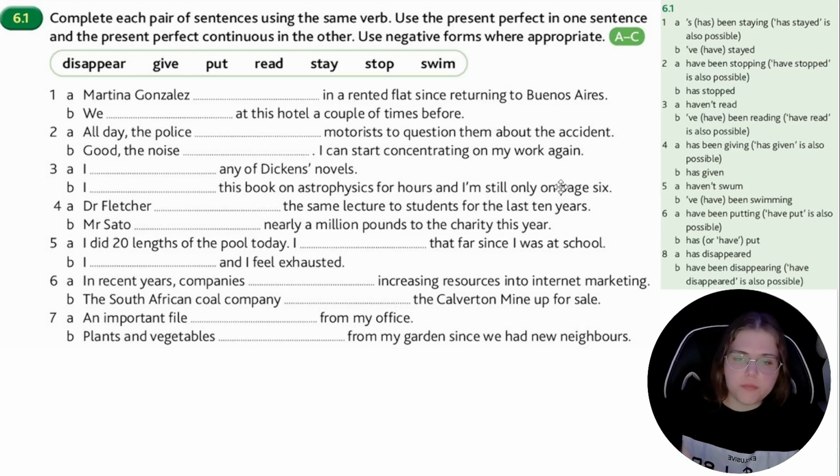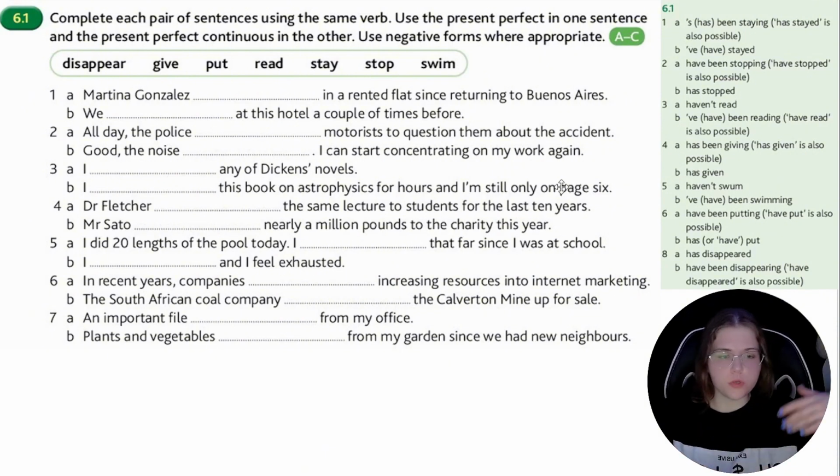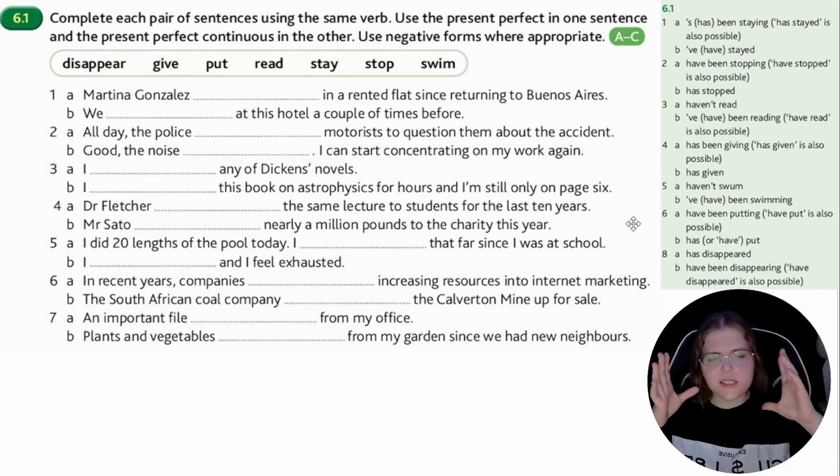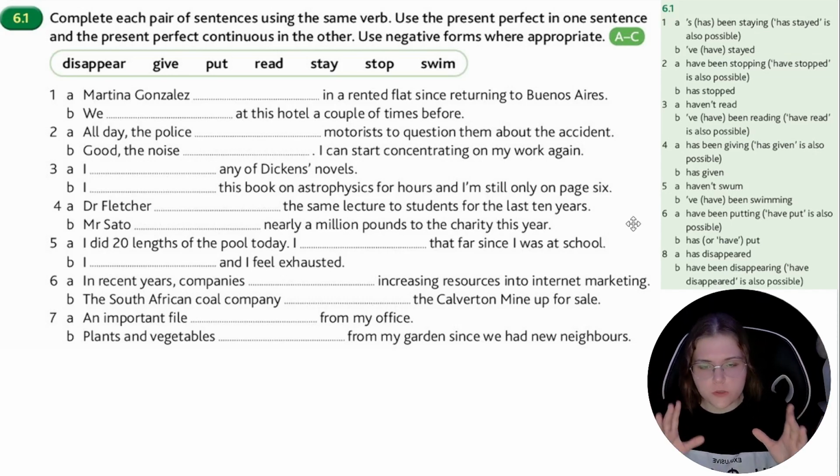I have been doing it for some time. I'm doing it right now, and I will be doing it in the future. So, present perfect continuous. Next, Dr. Fletcher has been giving or has given the same lecture to students for the last 10 years. For the last 10 years, a very long period of time. I think present perfect continuous is more appropriate here. But if it's just a fact about him, in his biography maybe, why not?